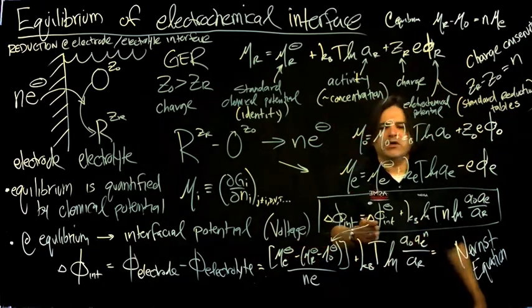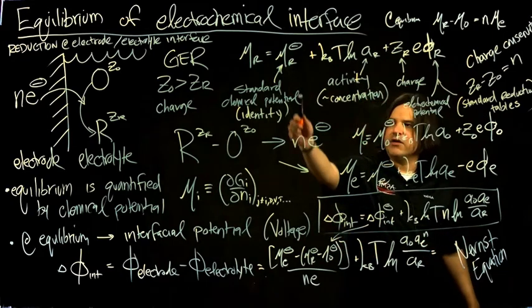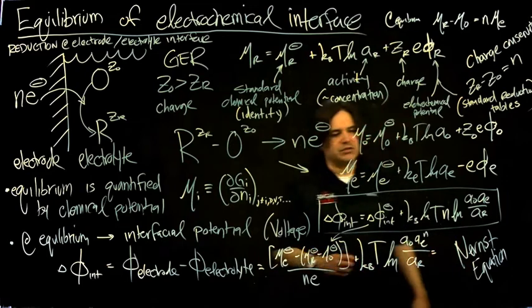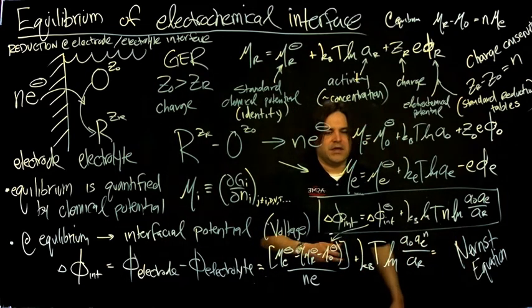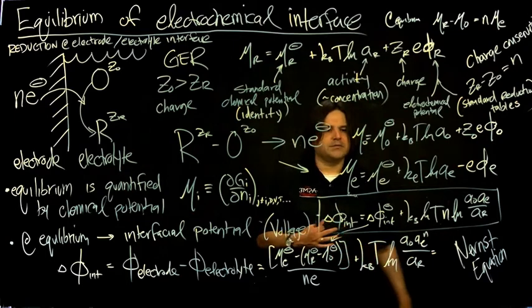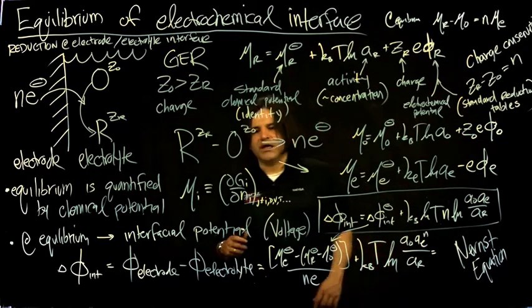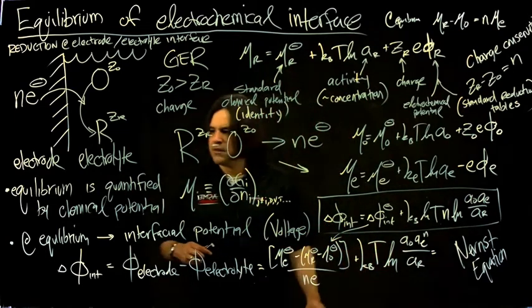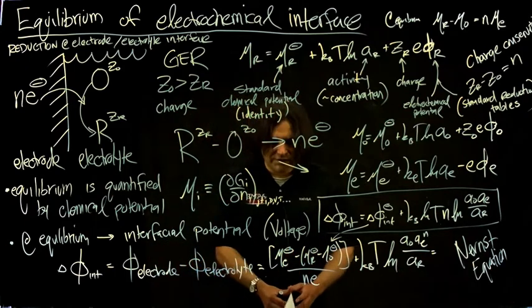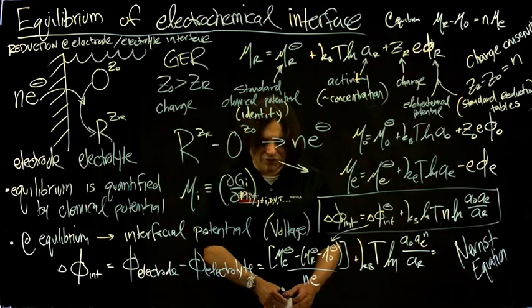So this is all what you can get from tables. It's the standard chemical potential plus an electrochemical potential that's standardized. And there should be data on that you can find and look up. Okay, so we're not done. So that's the interface of this one electrode.